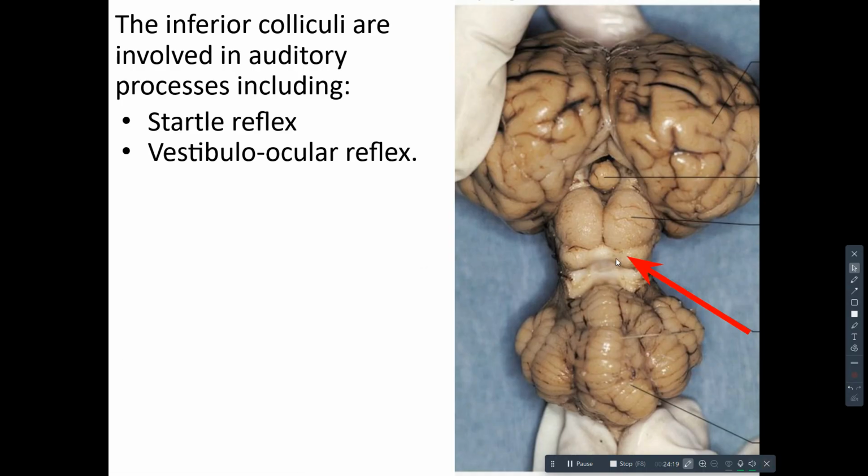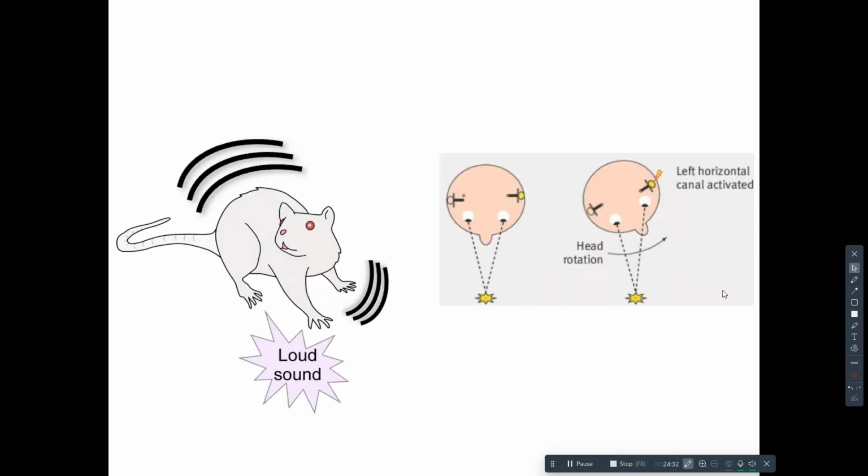It's a nice brain picture. I see my inferior colliculi. I see my superior colliculi. I see the pineal gland. I see a nice cerebellum with a vermis in the middle. Beautiful. All right, that rat is turning towards a loud sound. His superior colliculus is, his inferior colliculus.